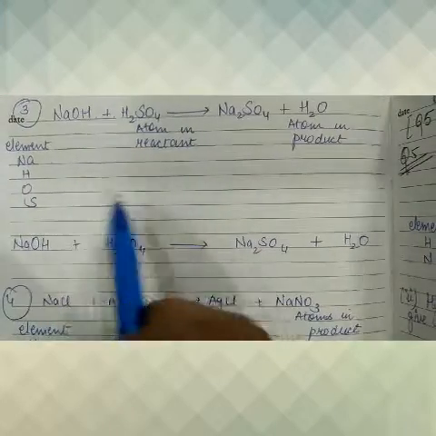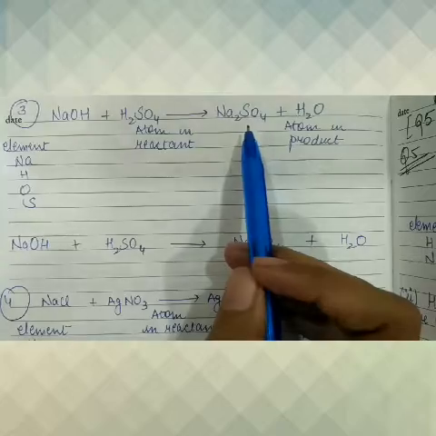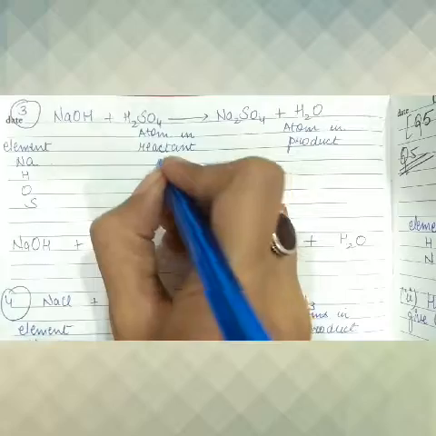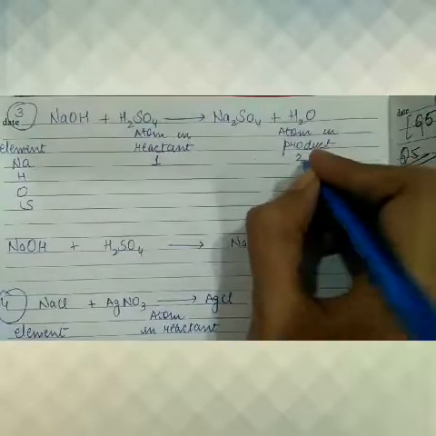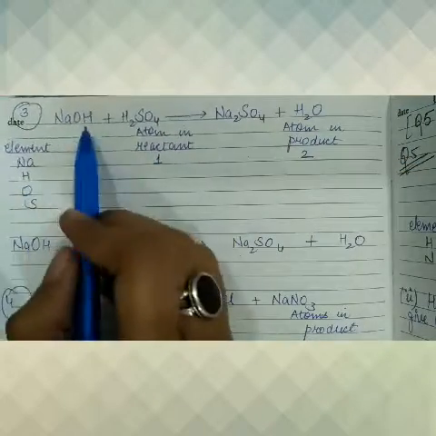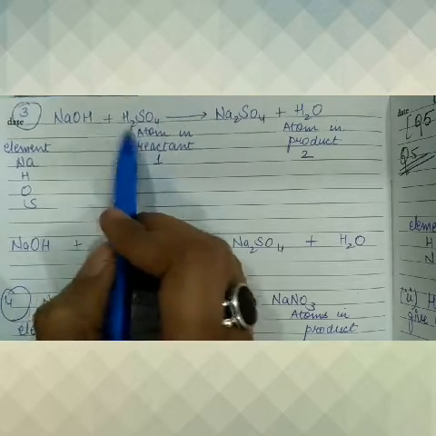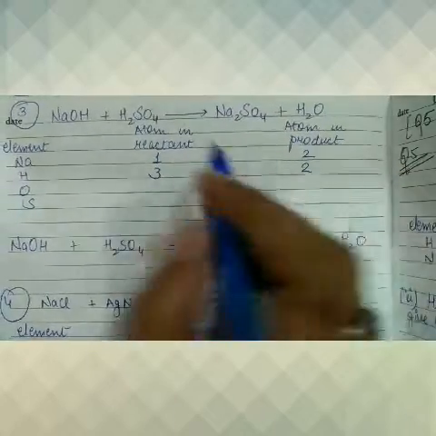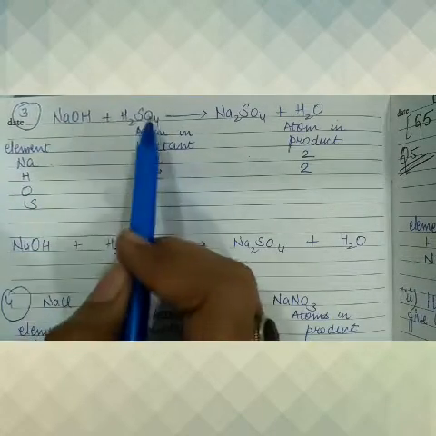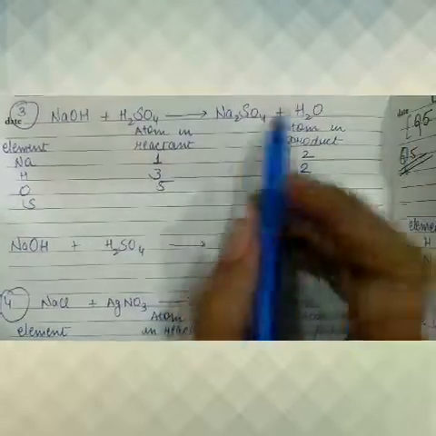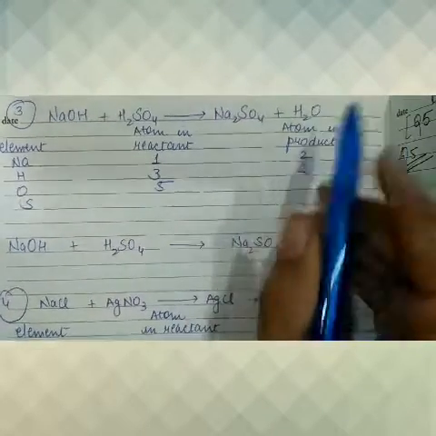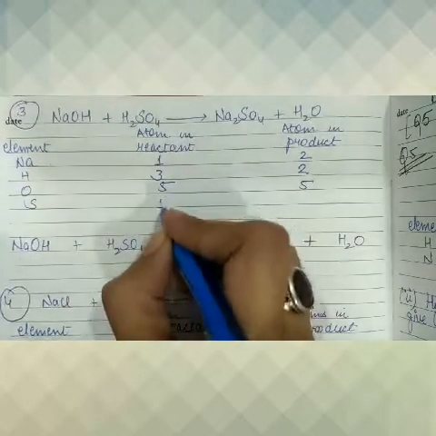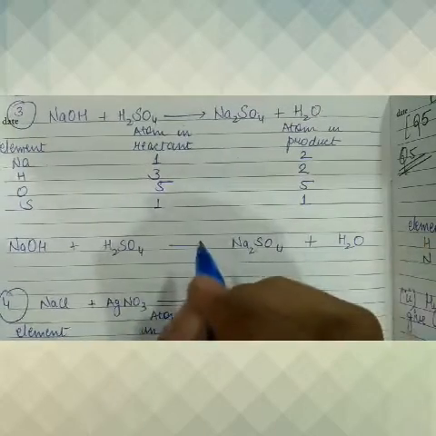Next is NaOH plus H2SO4 gives Na2SO4 plus H2O. Number of atoms of sodium in the reactant side is 1. In the product side it is 2. Number of atoms of hydrogen in the reactant side is 2 plus 1, 3. In the product side it is given 2. In the case of oxygen it's 1 plus 4, 5. In the product side it is 4 plus 1, again 5. For sulfur it is 1, here also it is 1.